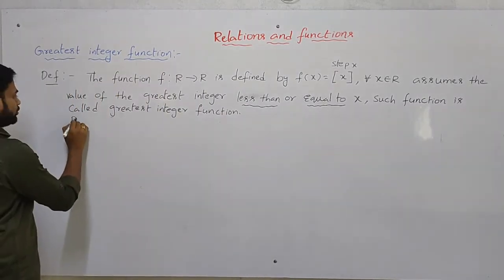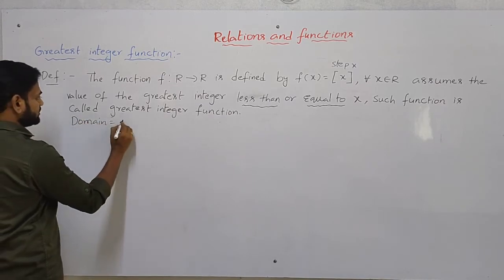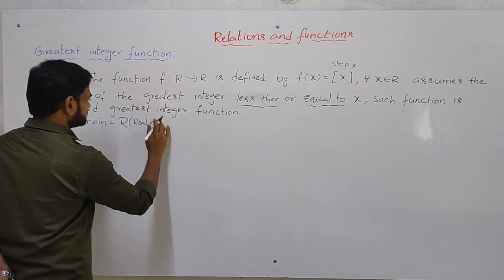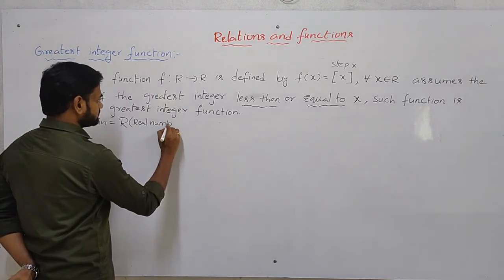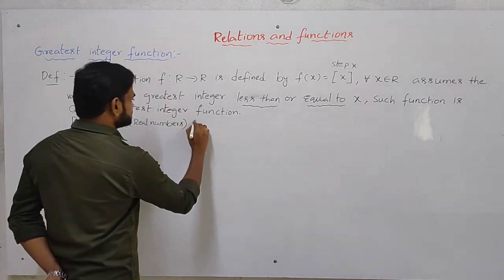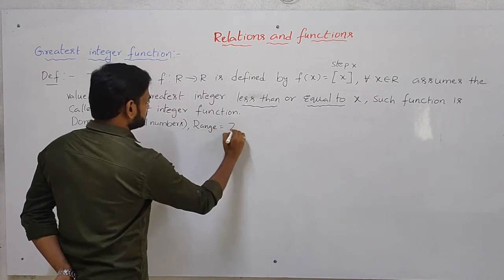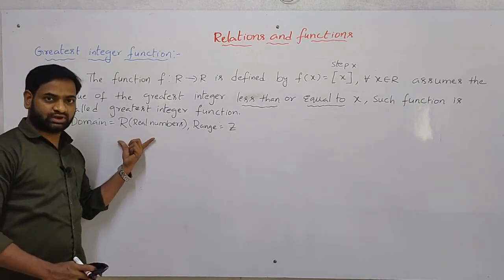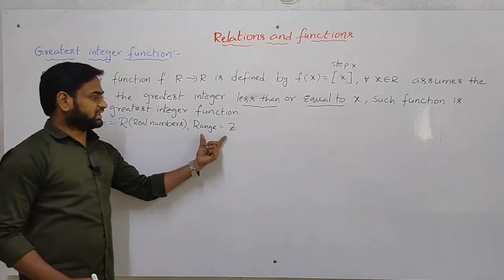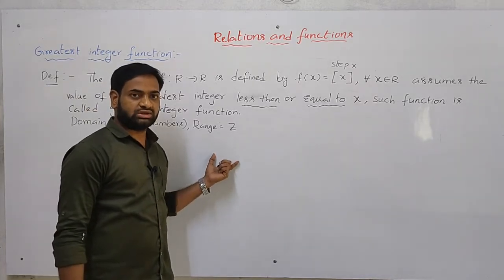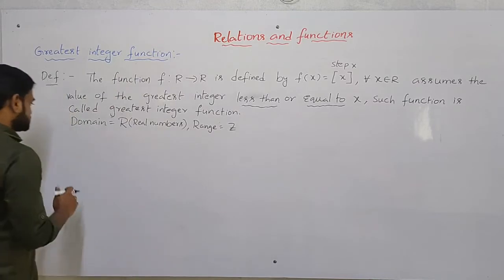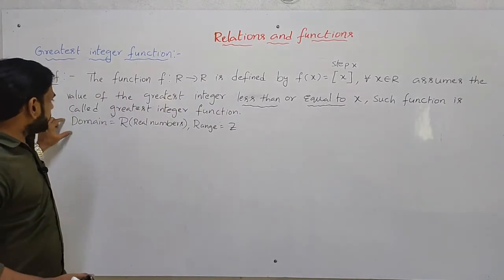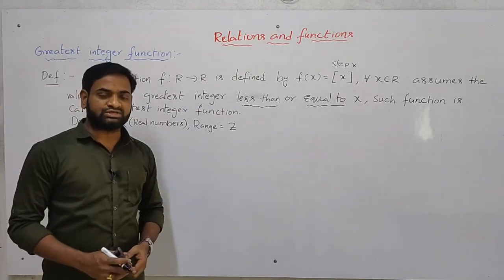I am writing here, domain is equal to R, real numbers. Next, what is the range? Range equal to integers. So domain means the values we choose, input values or x values. Range means f of x value, the answer or output. Next, we have to draw a graph. The definition is clear, the domain is clear, range is clear. Next, what about the graph?